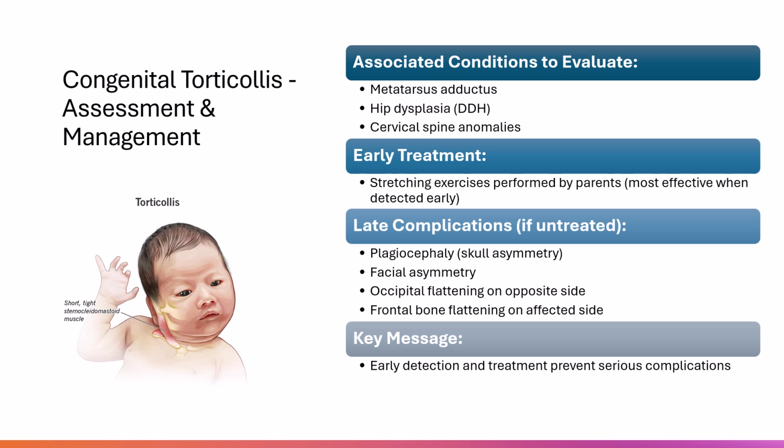When the mass is detected early, most cases can be successfully treated with stretching exercises performed by parents. However, if the condition goes unnoticed or untreated, serious complications develop. These include plagiocephaly with asymmetry of facial and skull development, occipital flattening on the side opposite the lesion, and frontal bone flattening on the affected side. The key to preventing these significant cosmetic and functional complications is early recognition and prompt initiation of conservative treatment with stretching exercises.